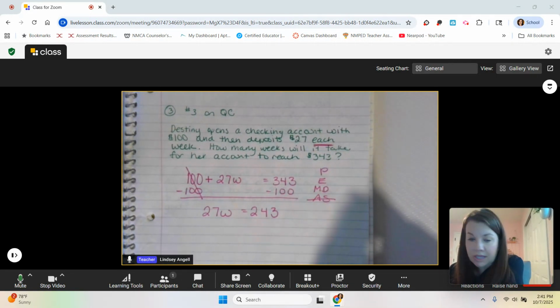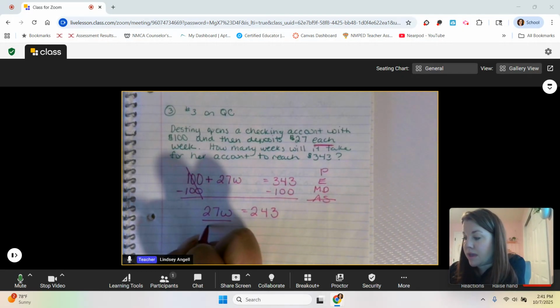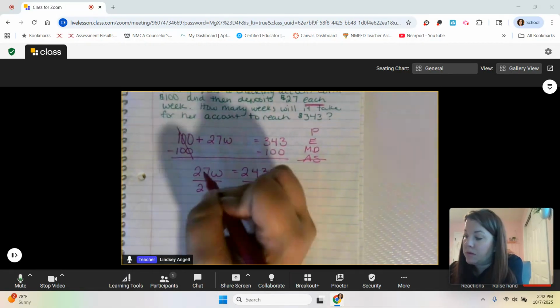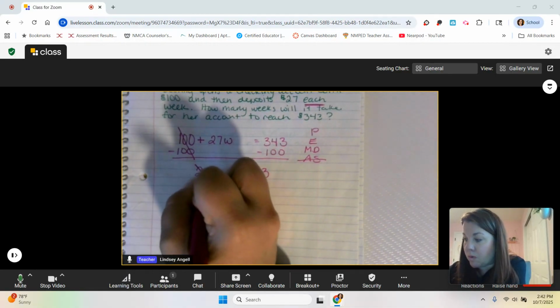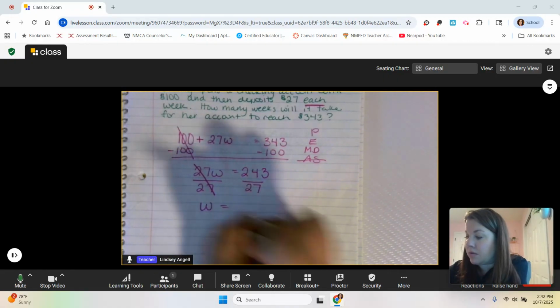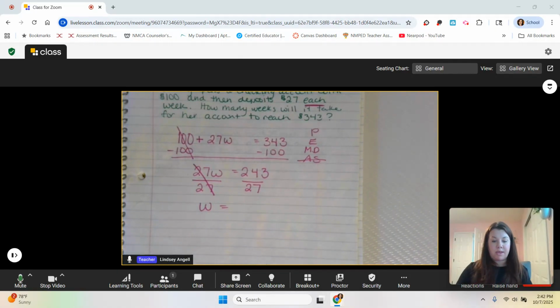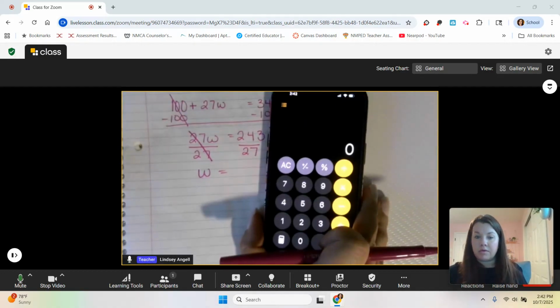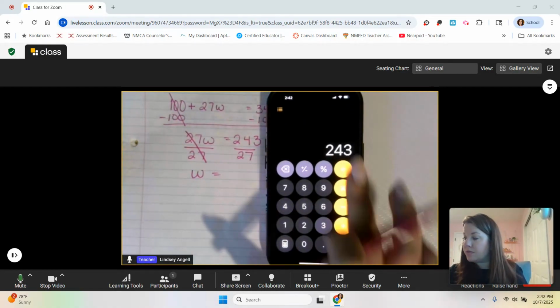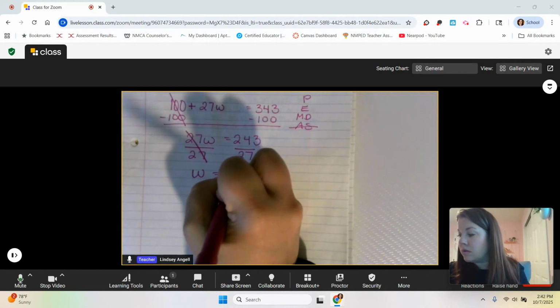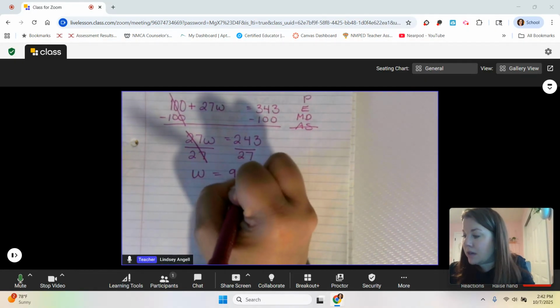Well, so I got rid of my addition and subtraction. Next I need to take care of multiplication or division. Right now I am multiplying by 27. To get rid of it, I'm going to divide by 27, again doing that inverse operation. 27 divided by 27 is 1, so those cancel. I'm left with W on the left, which is good, that's our goal. And then 243 divided by 27, that gives me 9. So, I love nice pretty numbers, 9 weeks.